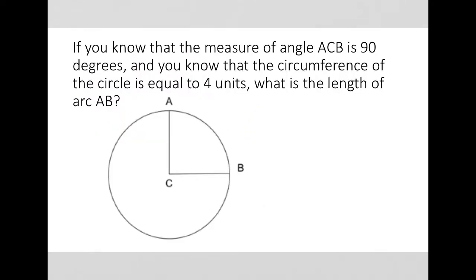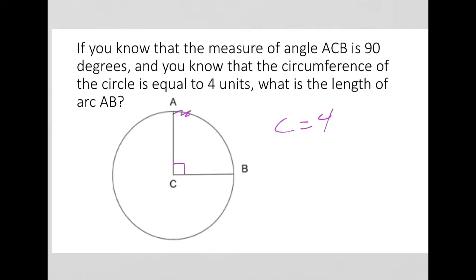So let's think about this. We're told that the measure of this angle, ACB, so this angle right here, is 90 degrees. So we know that is a right angle. And we know, furthermore, that the circumference is equal to 4 units, whatever they are. And we want to know, what is the length of this arc right there?